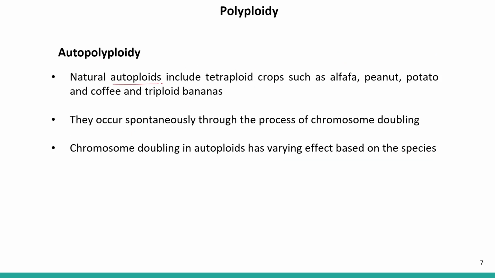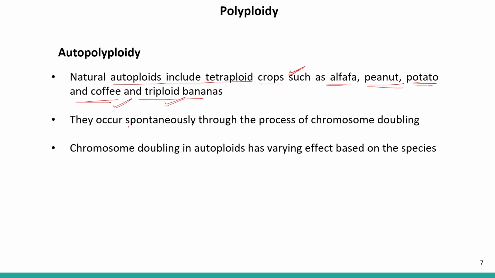Natural autoploids include tetraploid crops such as alfalfa, peanut, potato, and coffee, and triploid banana. So these are some examples of tetraploids, a type of autoploid. Naturally they are present as autopolyploids. Alfalfa, peanut, potato, and coffee are examples of autopolyploids that are formed naturally.